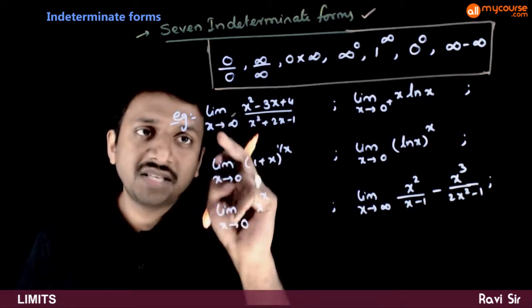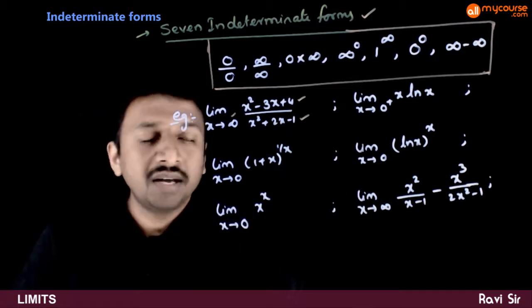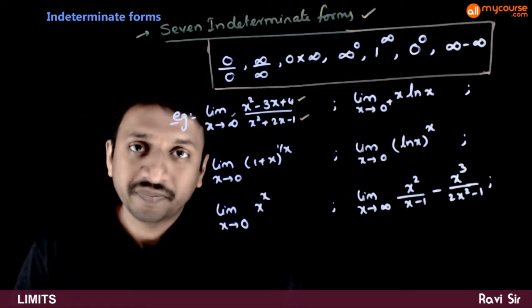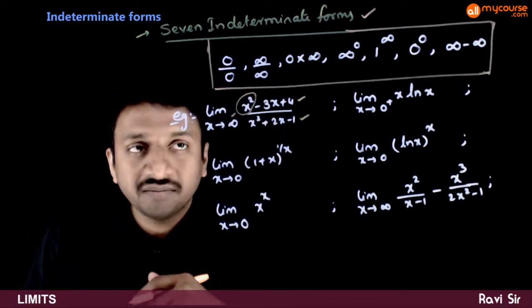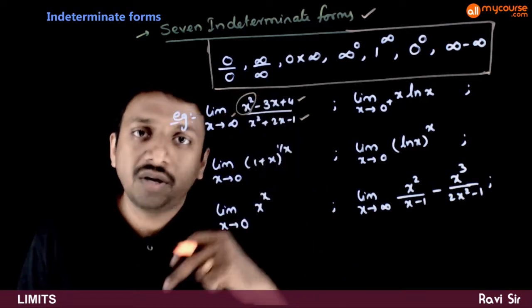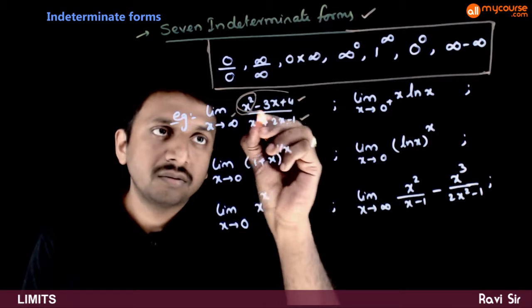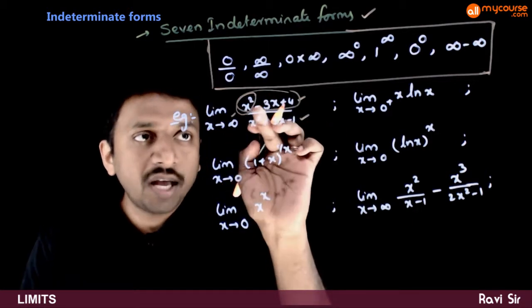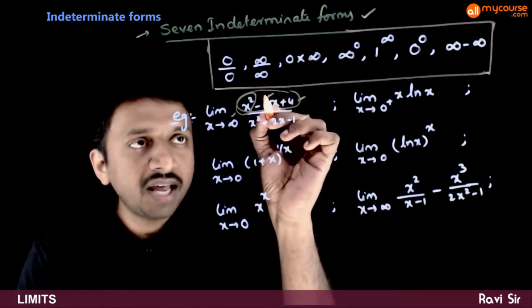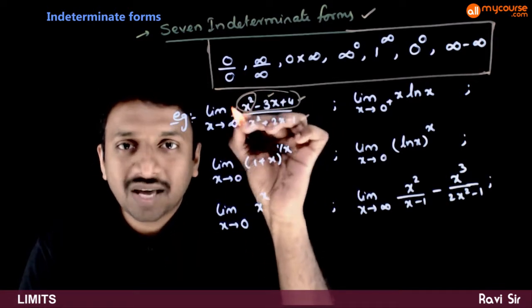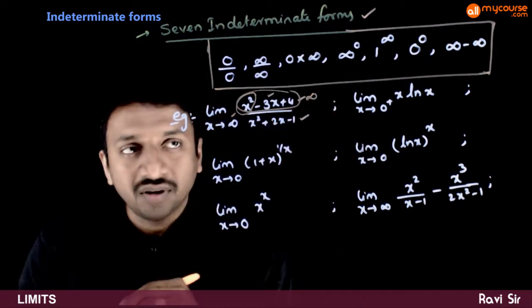For example, limit x tends to infinity, x square minus 3x plus 4 by x square plus 2x minus 1. As x tends to infinity, x square also goes to infinity. A very big number squared is also a very, very big number. So minus 3x plus 4, you have infinity square minus 3 times infinity. Obviously 3 times infinity cannot cancel infinity square. It is still a very, very big number. So this numerator goes to infinity.